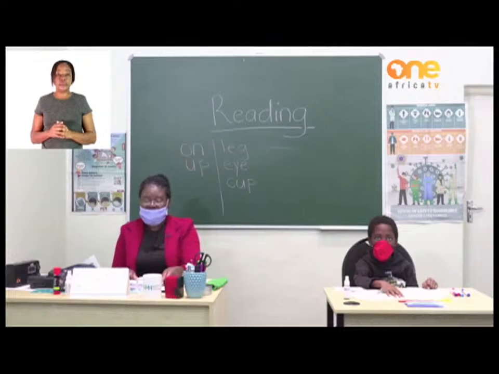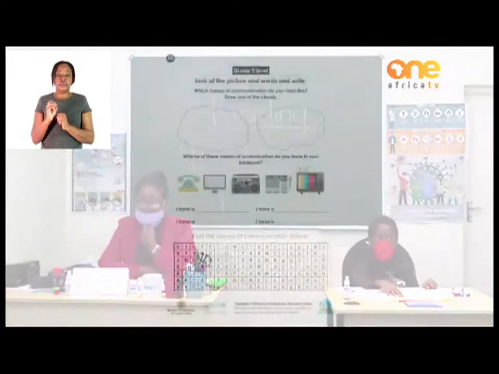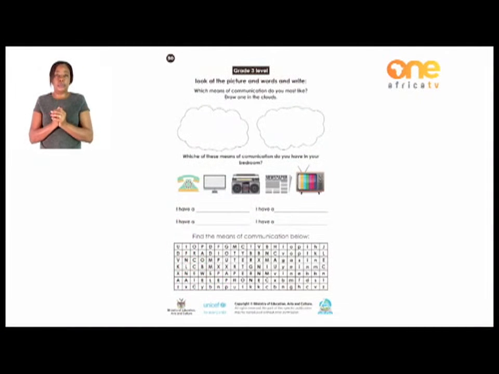Let's go over to page 30 with the grade 3s. Look at the picture and words and write, which means of communication do you like most? Draw one in the clouds. You have the communication tools which are given here. Remember we did them. We gave them the names also. So now you know which one is your favorite, the one that you like most. I want you to choose from these and draw it nicely and neatly in those two clouds above them.